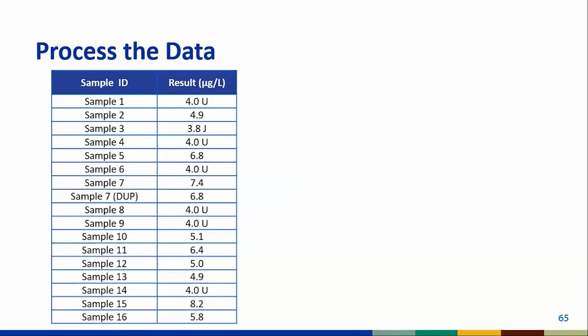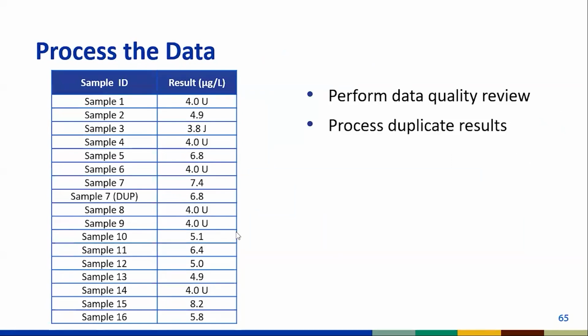Before the health assessor can calculate a 95 UCL, they need to carefully review and process the data. First, the health assessor must perform a data quality review. For the purposes of this example, let's assume that the data are of known and high quality and have been determined to be representative of actual exposure concentrations. Next, the health assessor needs to process duplicate results. In this data set, there is one duplicate sample pair, which includes sample 7 and sample 7 dupe.